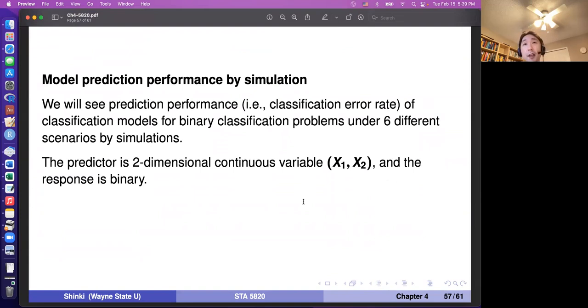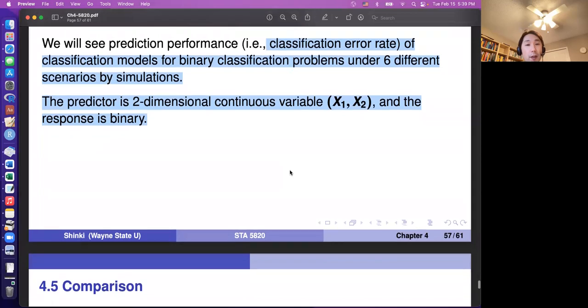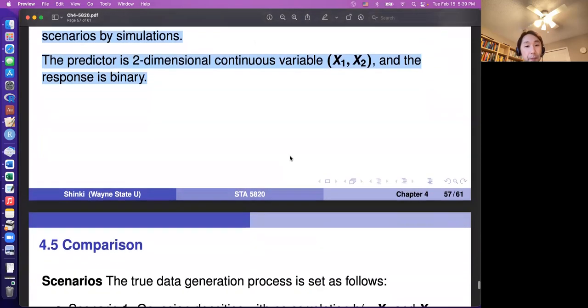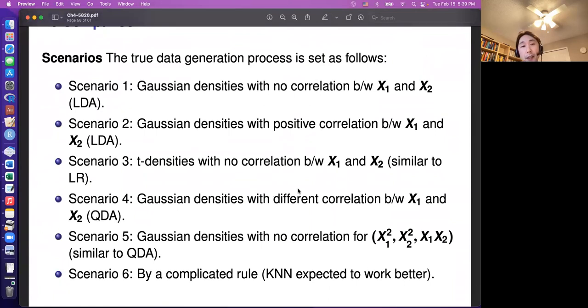And based on the classification error rate. So if we see the boundary as a graph, then it may be easier to see, but there are less objective results. So we want to calculate the error rate and compare that error rate here. We have several different simulations. So we have the 6 different scenarios.